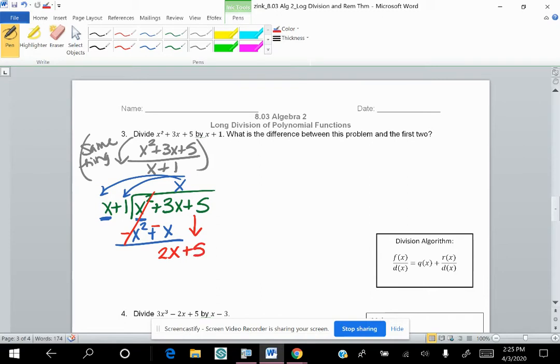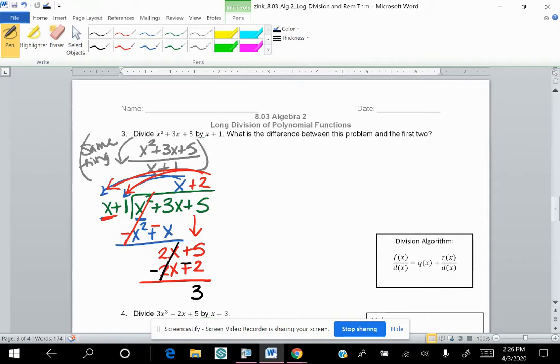Then, and if you're feeling good, again, pause it, do it yourself, and then just jump to the answer here. And then you're going to check x goes into 2x 2 times. Rainbow multiply. 2 times x is 2x plus 2. And we are subtracting, so we need to distribute our negative. These cancel. 5 minus 2 is 3. Oh my goodness, there's no more numbers to bring down.